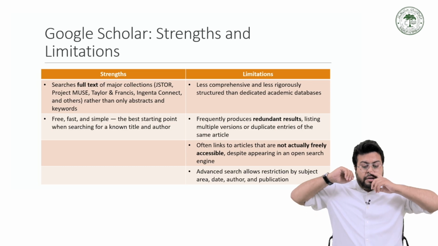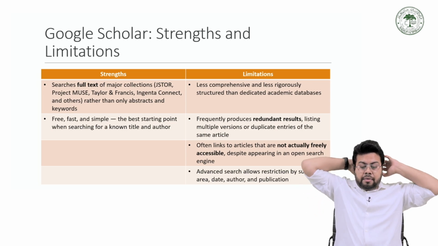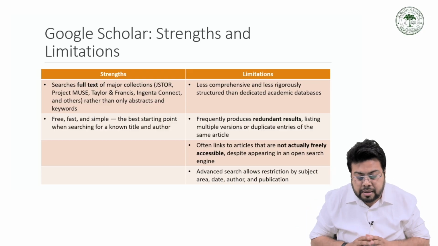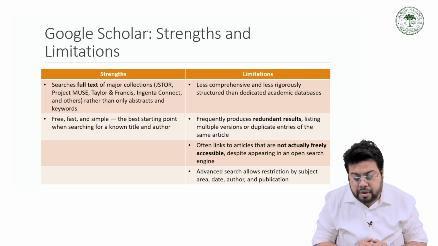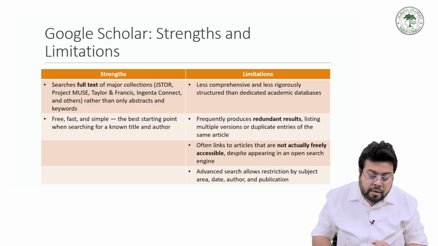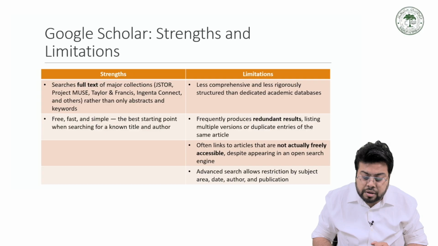In terms of limitations, for example, it is less comprehensive and less rigorously structured than dedicated academic databases. It frequently produces redundant results, listing multiple versions or duplicate entries of the same article, and often links to articles that are not actually freely accessible despite appearing on the search screen. An advanced search allows restriction by subject, date, author, and publication.